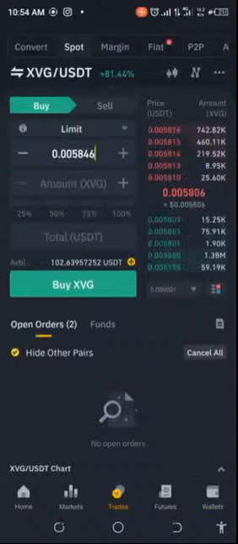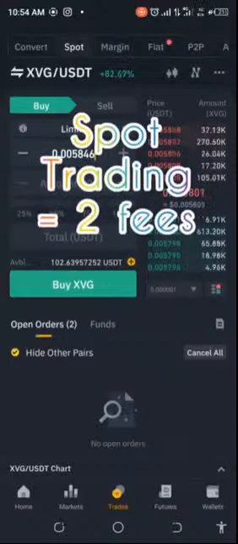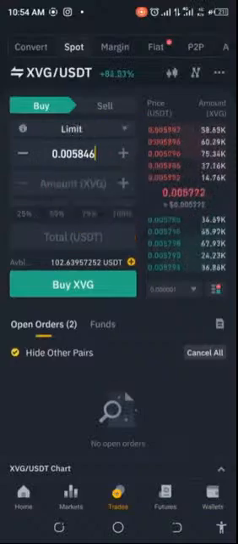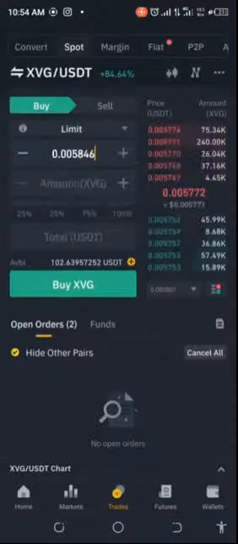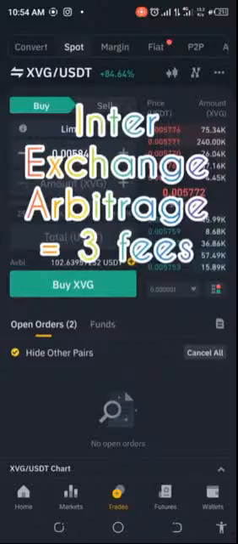And the good thing about it is that when you're doing spot trading, you only have 2 trading fees to pay. If you're doing triangular arbitrage, you've got 3 trading fees to pay. If you're doing inter-exchange arbitrage, you're going to have 2 trading fees to pay and 1 transfer fee. That means you're going to have 3 different sets of fees.